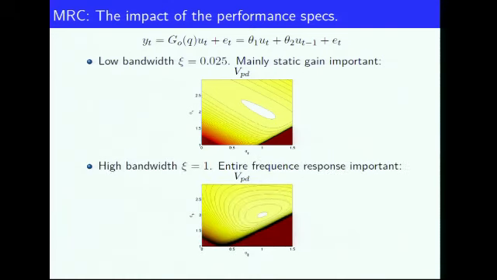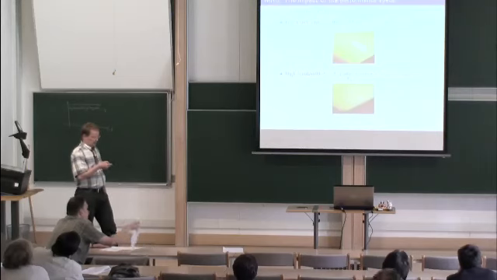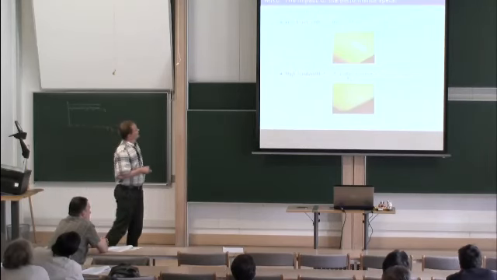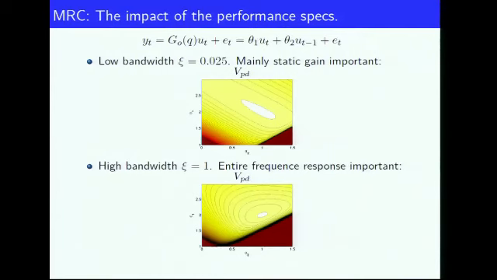If I increase the desired bandwidth, the level curves change into more circular ones, meaning that I need a good estimate of both parameters. So the entire frequency response is important here. So we see here how the performance specifications have an impact on how the model should look.